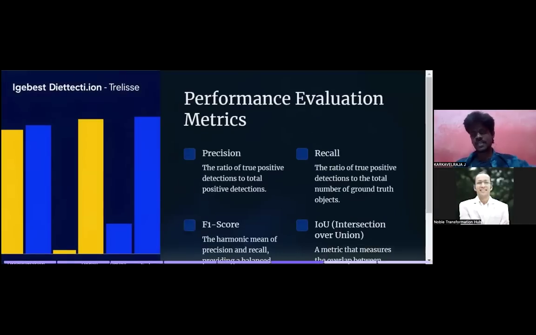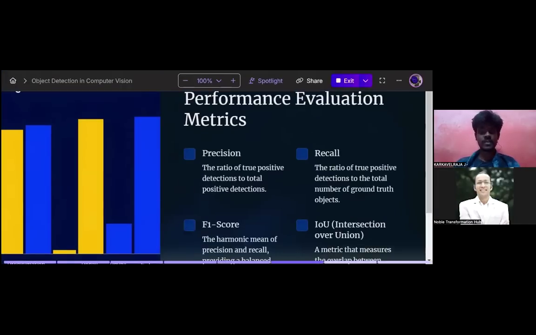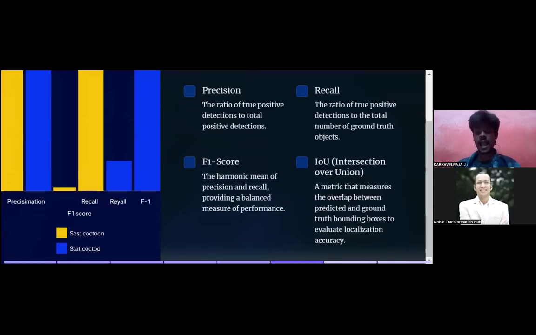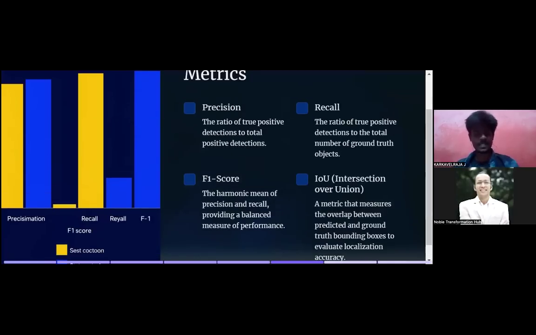Let's do performance evaluation for object detection. What are the performance evaluation metrics that we have for object detection? Okay, so first is precision. I hope everything we have learned so far, but the only thing which we are going to learn new is IOU. Before that, let's understand everything.